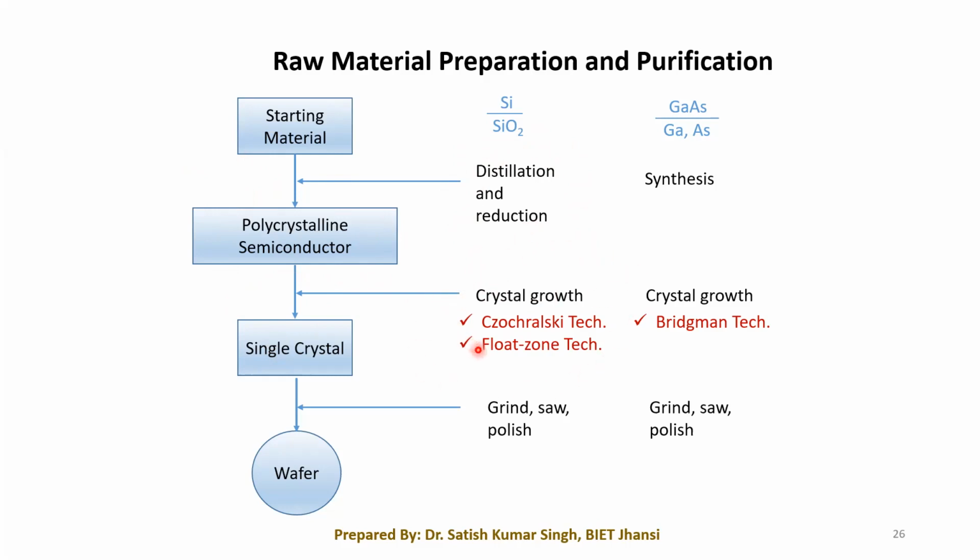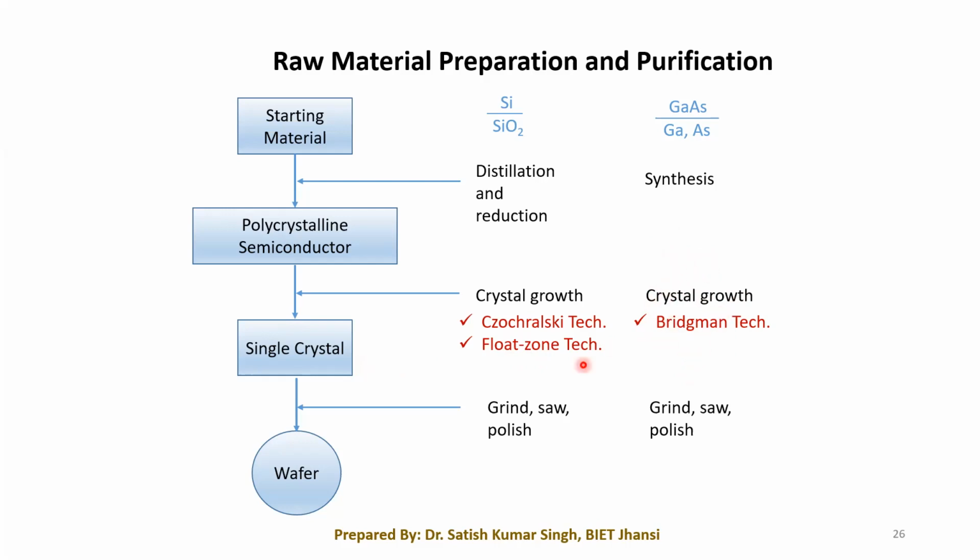So these growth techniques will be used for silicon, as well as for germanium. The Czochralski technique, and another technique called the float zone technique. These are the two different techniques used for growth of single crystal of silicon. Czochralski method and the float zone technique. And similarly, the Bridgman technique is used for growth of single crystal of gallium arsenide. Fine, so just remember that for the sake of completeness.